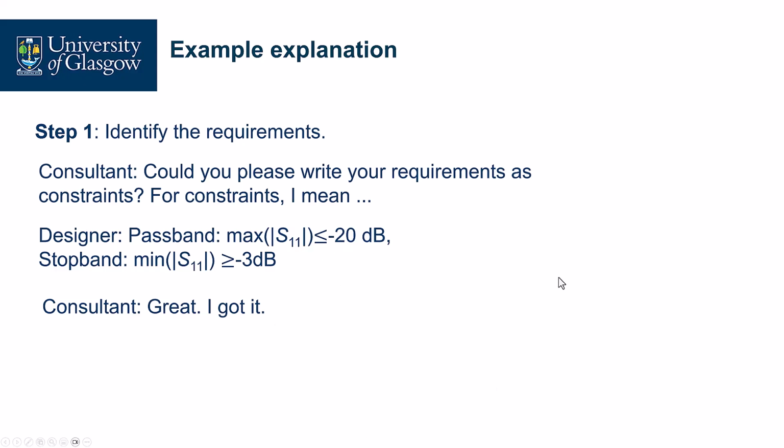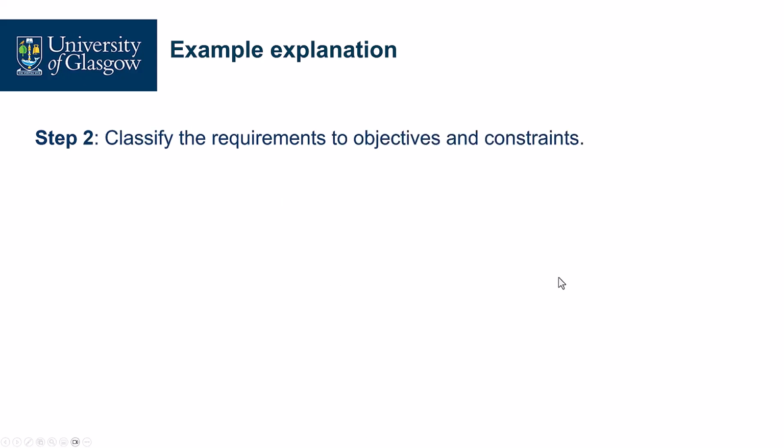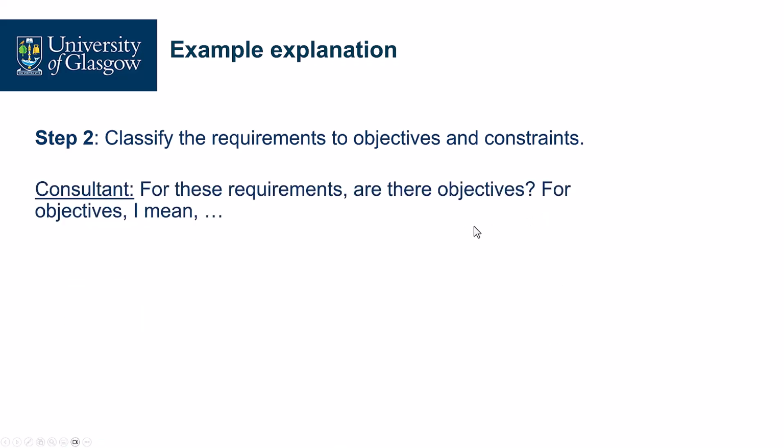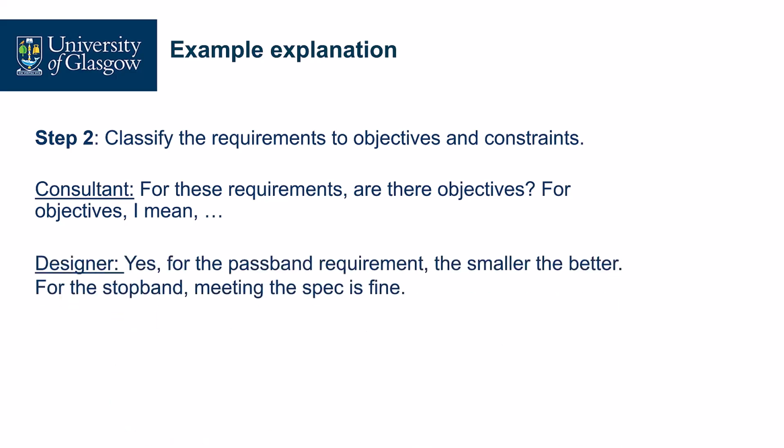You can see here, step 2 is to do what? To classify the requirements into objectives and constraints. So then you can ask the designer, for these requirements, are there objectives? You can also explain to him what an objective is and the difference between objective and constraint, so that the designers can understand. He said, okay, for the passband requirement, the smaller the better. For the stopband, meeting the spec is fine. So this means the passband requirement can be set as an objective. For the stopband, we can just set it as a constraint, right?